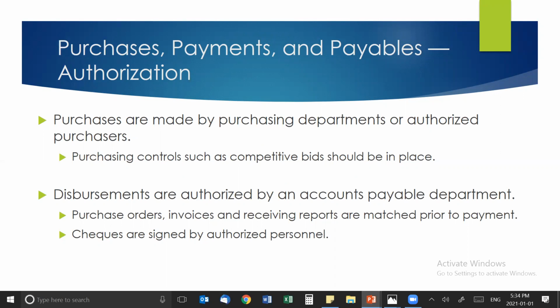So disbursements are authorized by an accounts payable department. So purchase orders, invoices, and receiving reports are matched prior to the actual payment, and then checks need to be signed by authorized personnel. So this is when they pay the money for the goods. So the person that's authorizing the purchase shouldn't be the same person that's recording the purchase, and shouldn't be the same person that is signing the check.